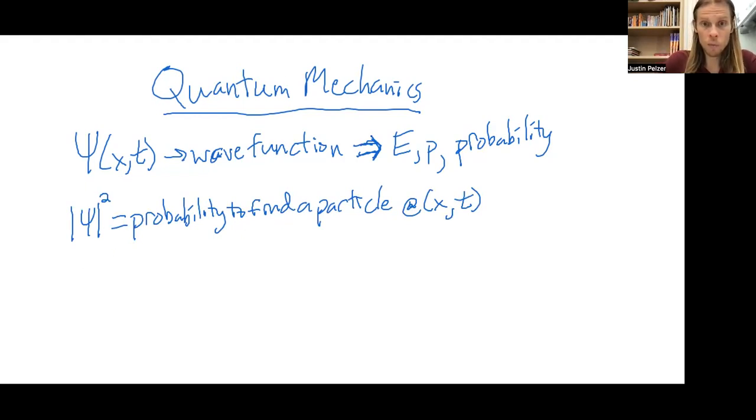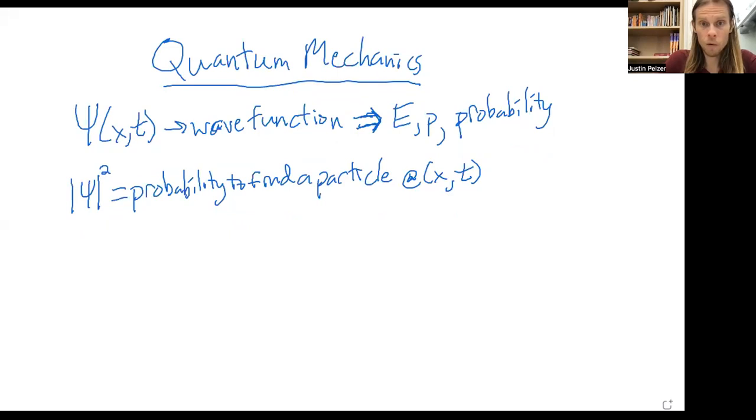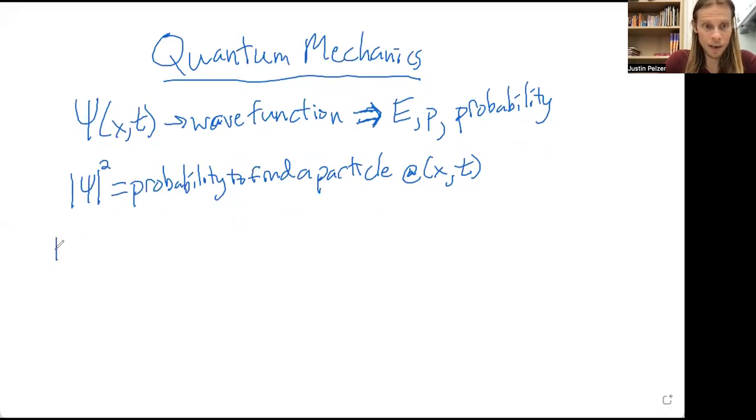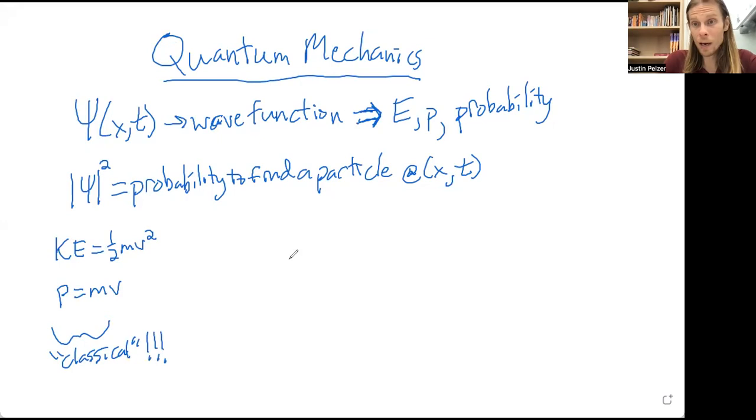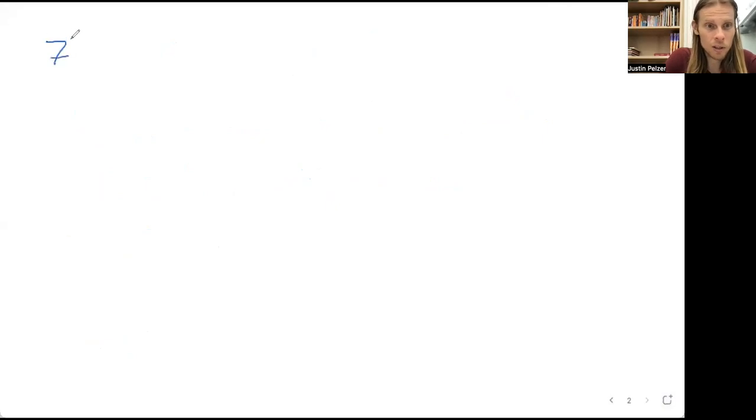Now, the important formulas that you're going to need to know are that kinetic energy, we're moving slowly, so it's just 1/2 mv squared. Easy. Momentum is mv. These classical equations still apply, which is extraordinary.